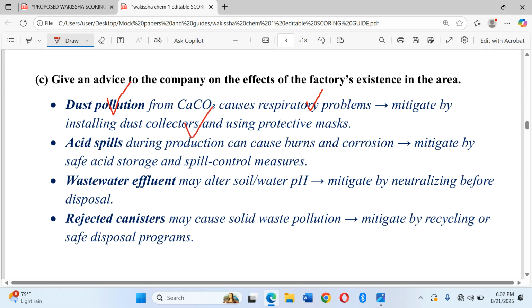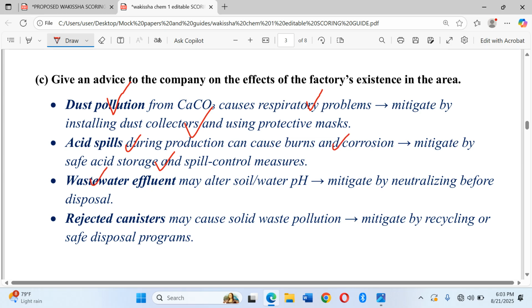But we are saying, please, we can mitigate this by installing dust collectors and using protective masks. We need only 1 point, but we have given you a number of points which you can relate to. So also we have acid spills during production that can cause burns and corrosion, but you can mitigate it by safe acid storage and spill control measures. So you can see all of them are having 3 scores.